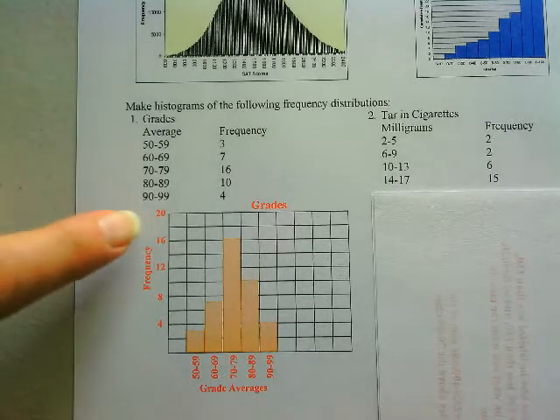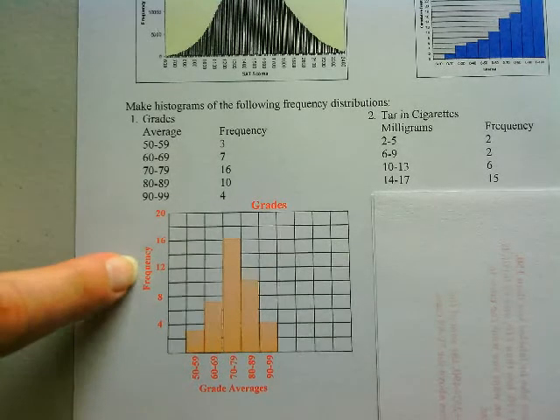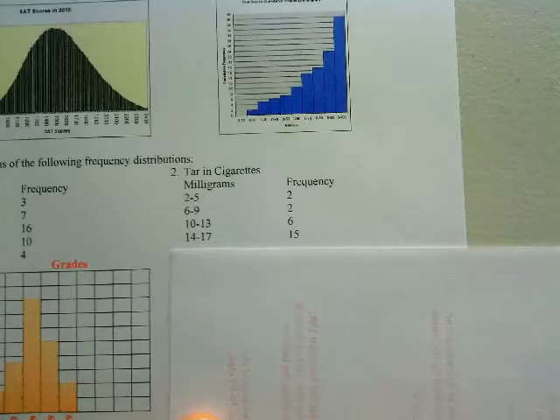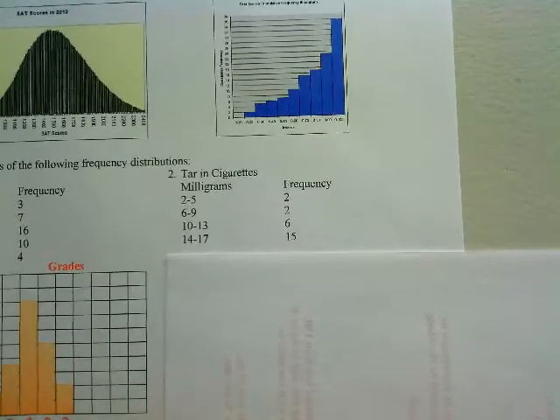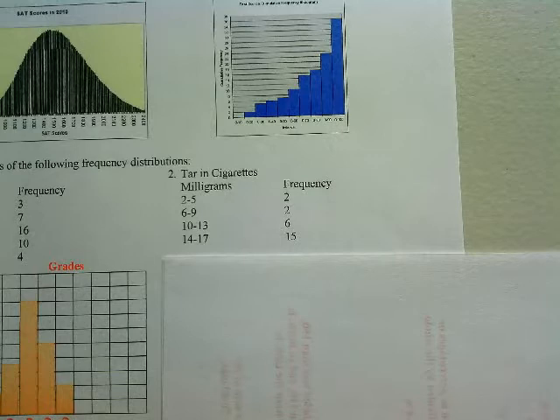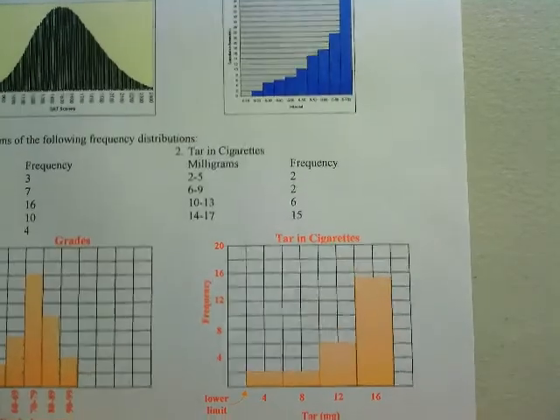A couple other things to note. Not only do I have the numbers along the vertical and horizontal axes, they are also labeled. And then the overall histogram is labeled. Okay, in our second choice here, we have tar and milligrams. There are only 4 classes. You can see the numbers there. And then here is that histogram.